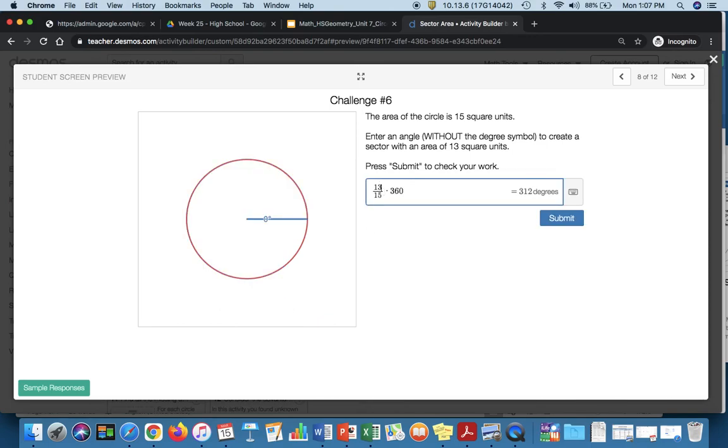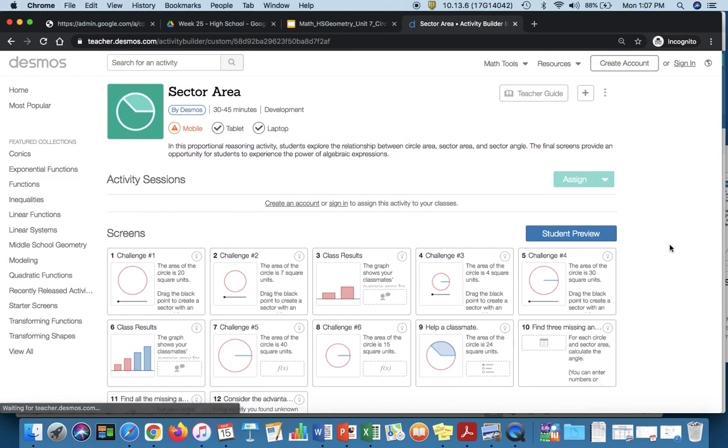So let's do a sample where we're incorrect. And should a student be incorrect, they're told they're incorrect so they could fix their answer until they get it. So this is the Desmos lesson that I will be sharing. I think it's, again, a great way to introduce the sector area topic for a first day.